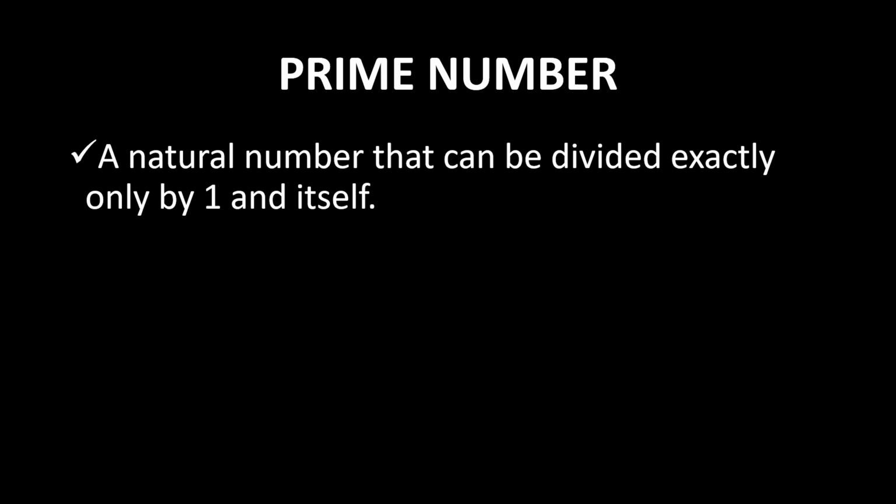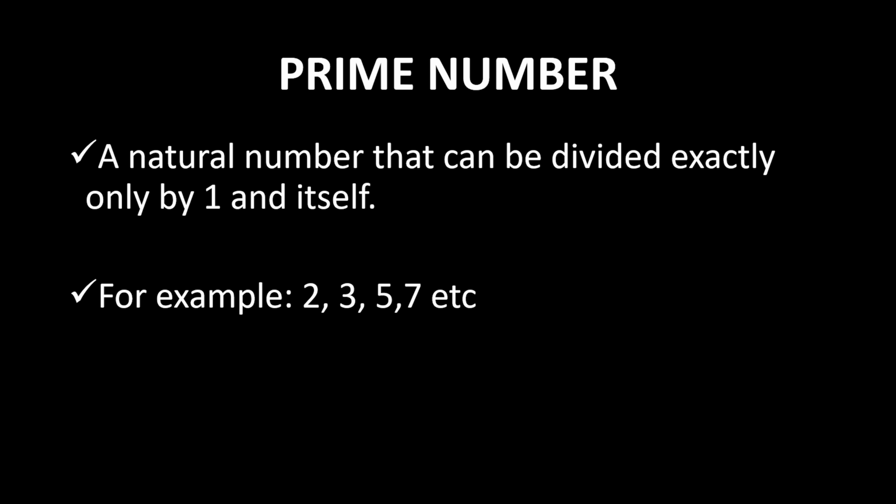What are the examples of prime numbers? They are 2, 3, 5 and 7. The reason is 2 has only 2 factors, that is 1 and 2 itself. Same way 3 has only 2 factors, that is 1 and 3 itself. Same way 5 has only 2 factors, that is 1 and 5 itself.